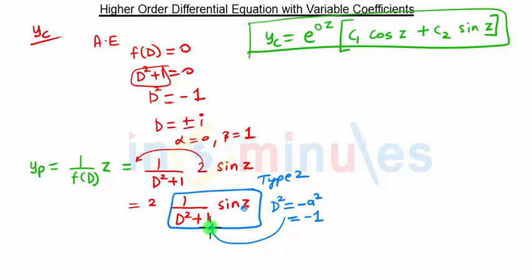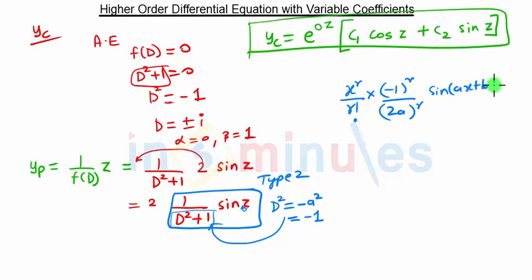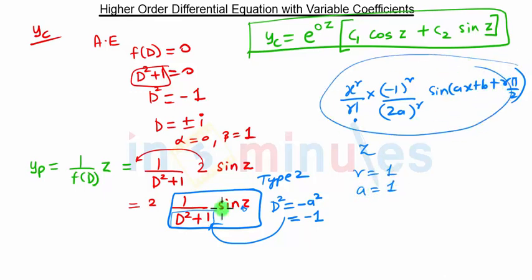When we substitute d square equal to minus 1, this term becomes 0, and this term is creating a problem. When the terms create a problem, we have the solution as x raised to r upon r factorial into minus 1 the whole raised to r upon 2a the whole raised to r into sine of ax plus b plus r pi by 2. But in our case, we do not have x, we have z. And r is 1 and a is also 1. So now we are going to apply this formula for this part.